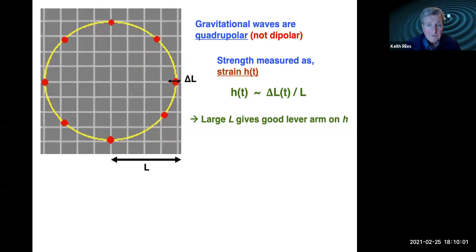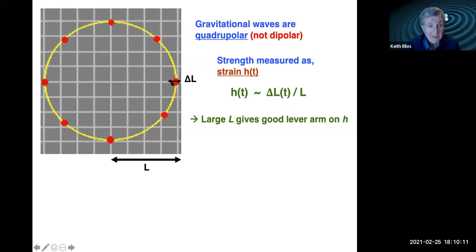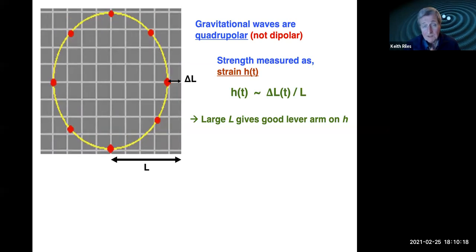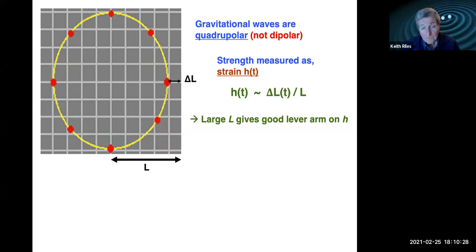We measure the strength of a wave by the relative change in distance between the objects. So for example, in this animation, I could look at how much the distance between masses on opposite sides of the ring changed and divide that by the nominal distance between them. And I would say delta L over L, that dimensionless quantity, which is literally a spatial strain, is a measure of the strength of that wave. And in fact, we denote that quantity in the field as h of t.